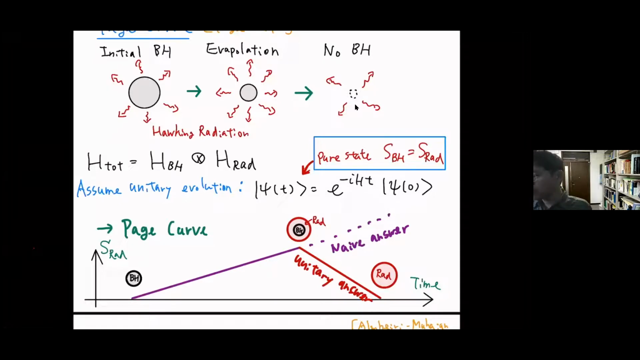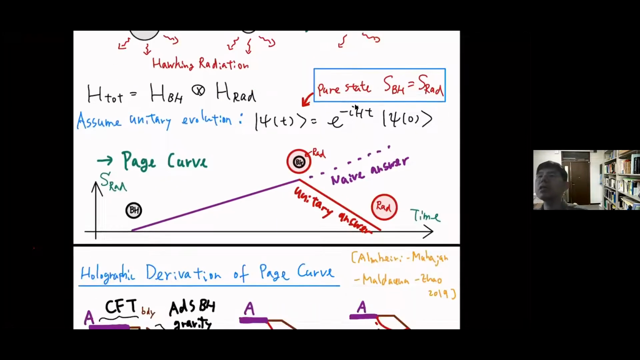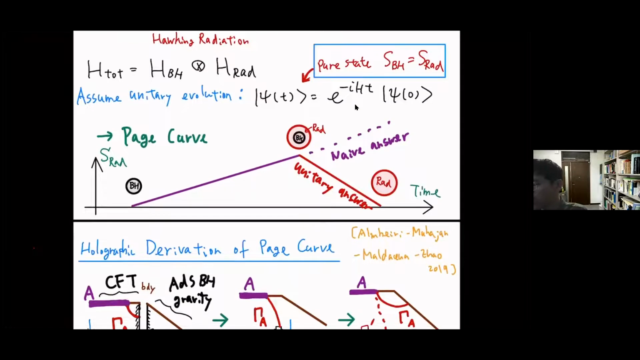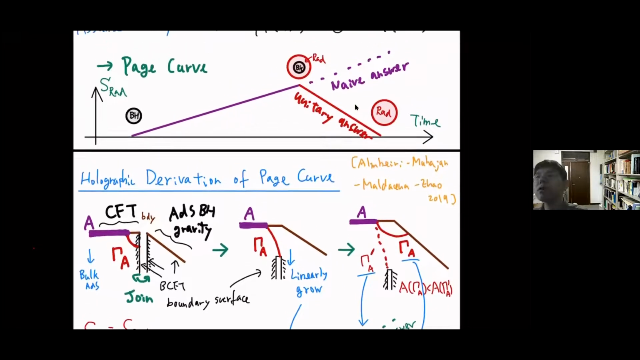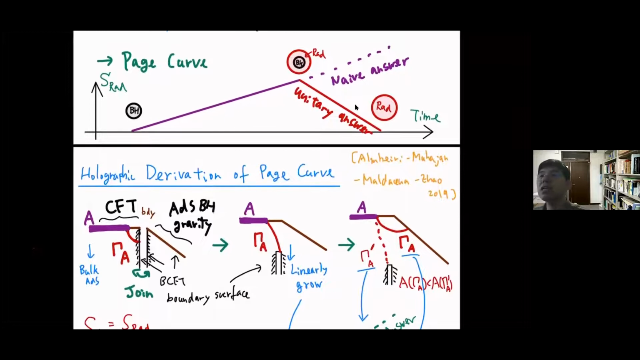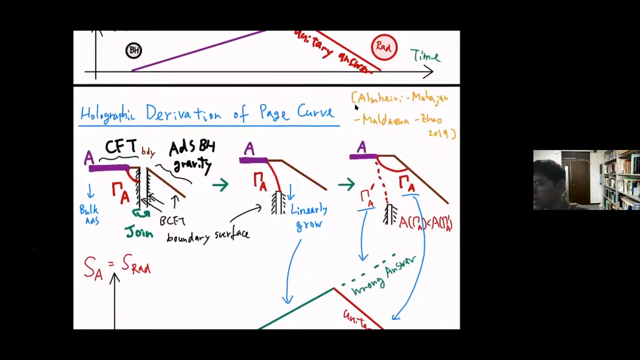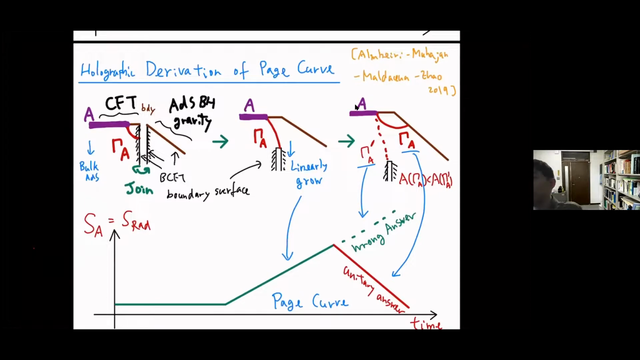But if we naively think of the radiation as just mixed state, thermal radiation, its entropy is always going up, right? Thermal entropy is always going up. So we have this very huge gap. This is the basic problem of the black hole information paradox in the language of the Page curve. But there are some clever derivations of this Page curve, especially by using a holographic approach involving brane world and AdS/BCFT. This was first found by Almheiri, Mahajan, Maldacena, and Zhao two years ago.